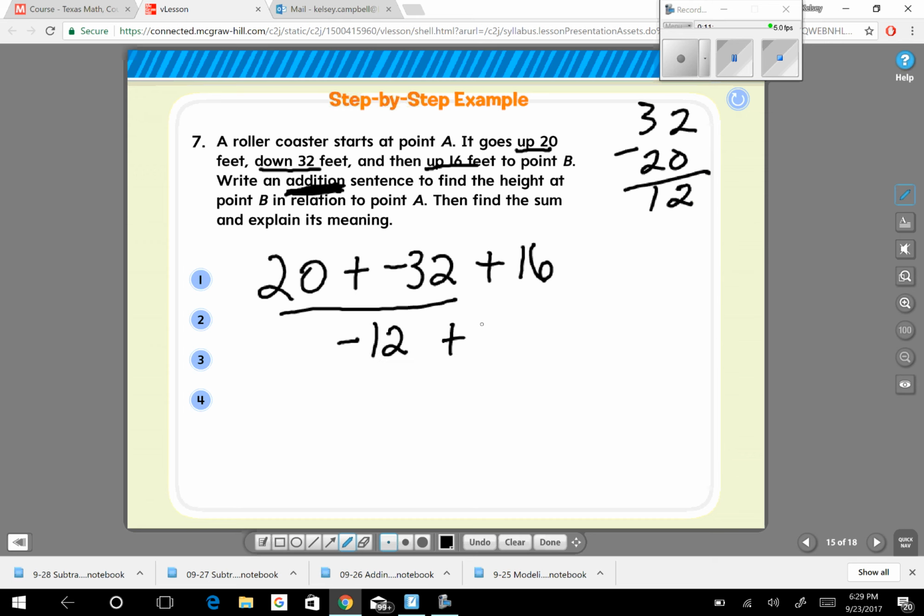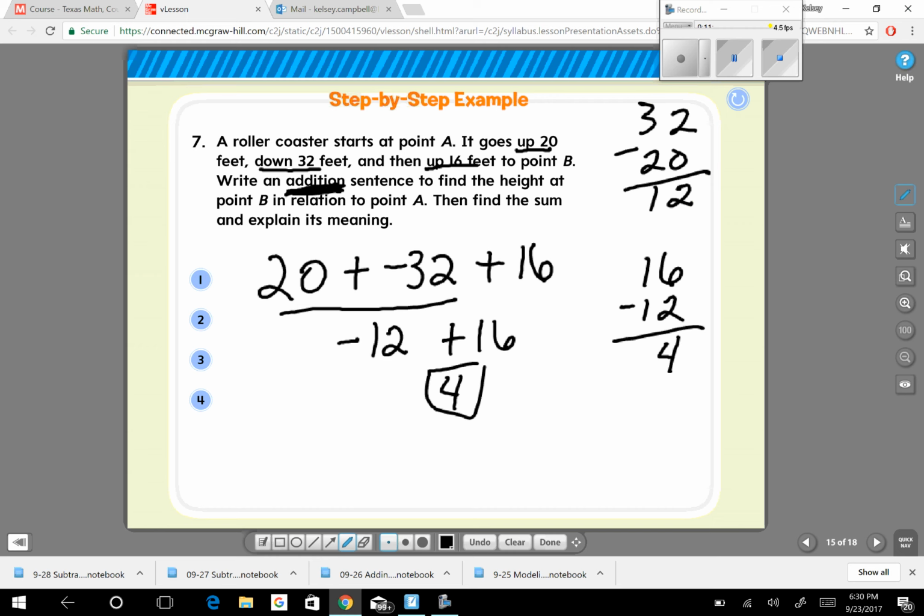Then you have plus the 16. Now they have different signs. So again, we're going to take their difference. So 16 minus 12, that's going to be 4. And this time our positive number is bigger, so our overall answer is positive 4.